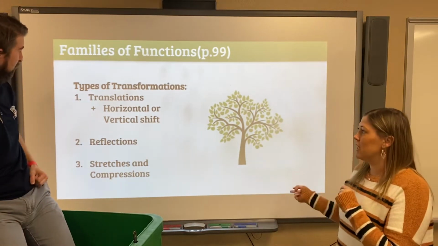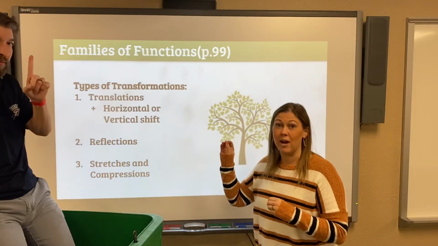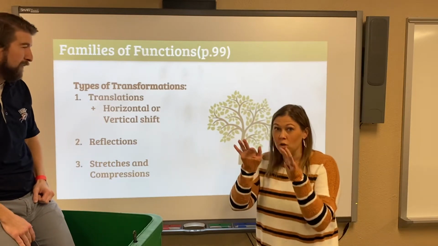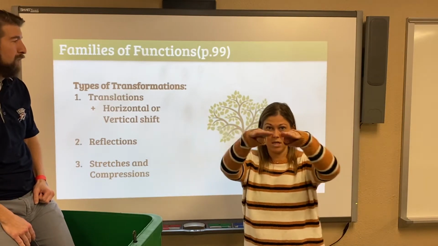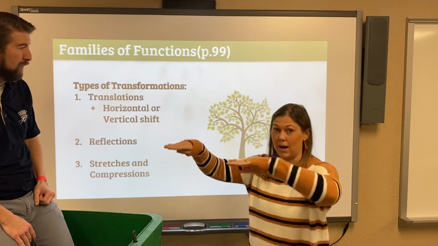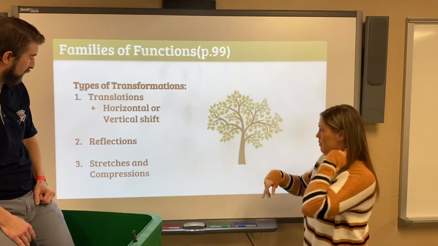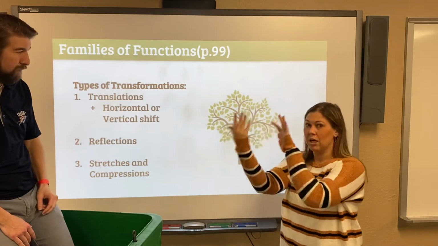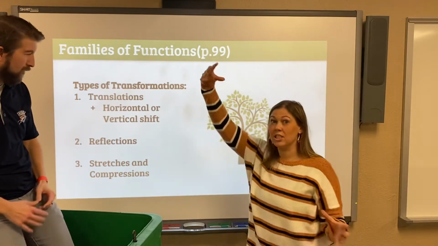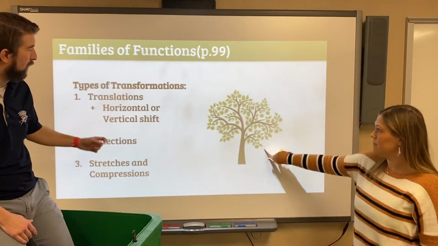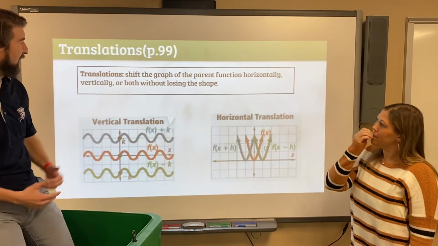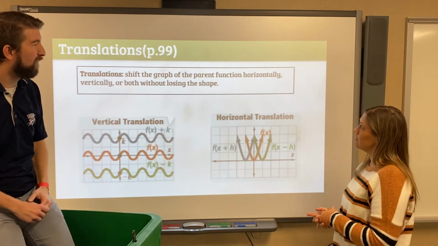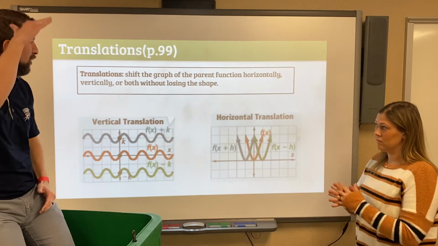So types of transformations. We have translations. You can either have a horizontal shift or a vertical shift. How I remember horizontal is, think about the horizon, like left to right. That's your horizontal shift. And then vertical is up and down. And then we have reflections, like a reflection in the mirror. It's like a mirror image. And then we have stretches and compressions.